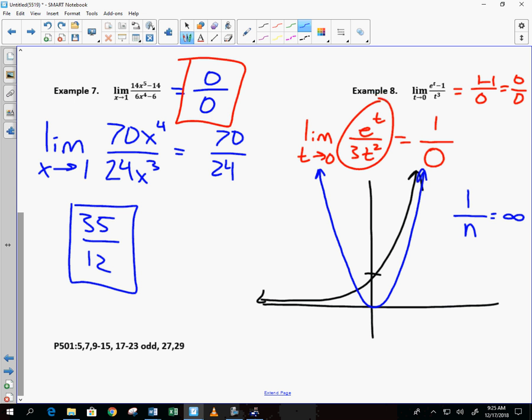I go from the left. E to the t is approaching 1. 3t squared is approaching 0. It will be very small. Is the number positive or negative? It is positive. Are the limits the same? So therefore, the answer is infinity.